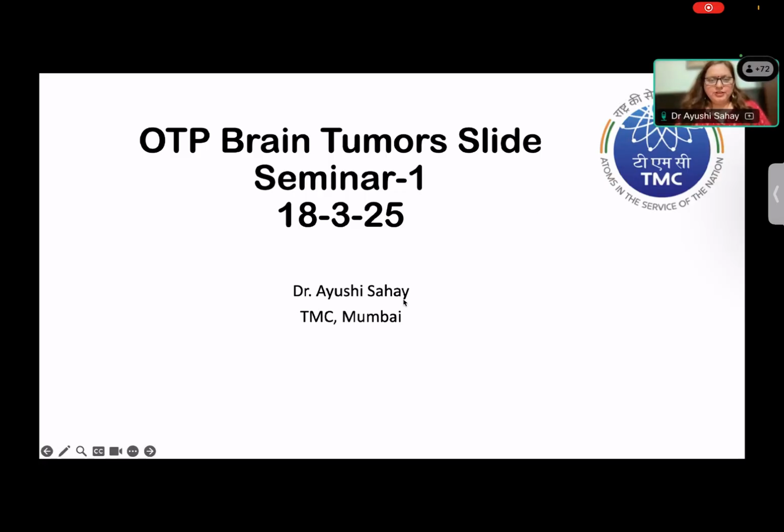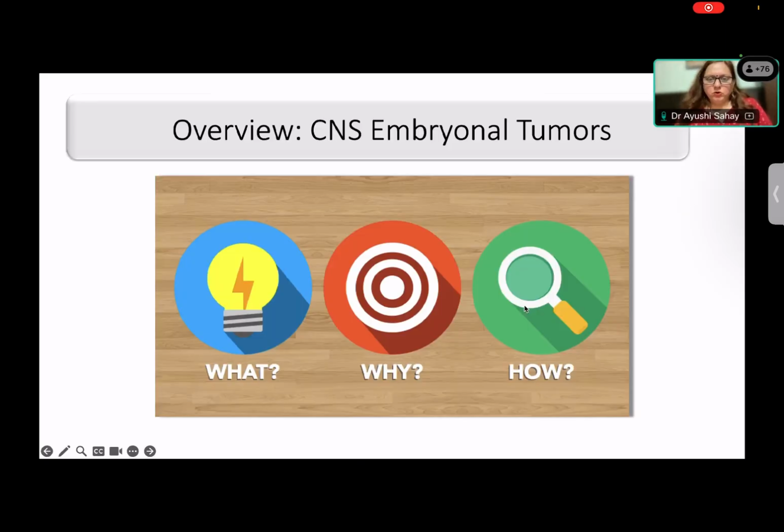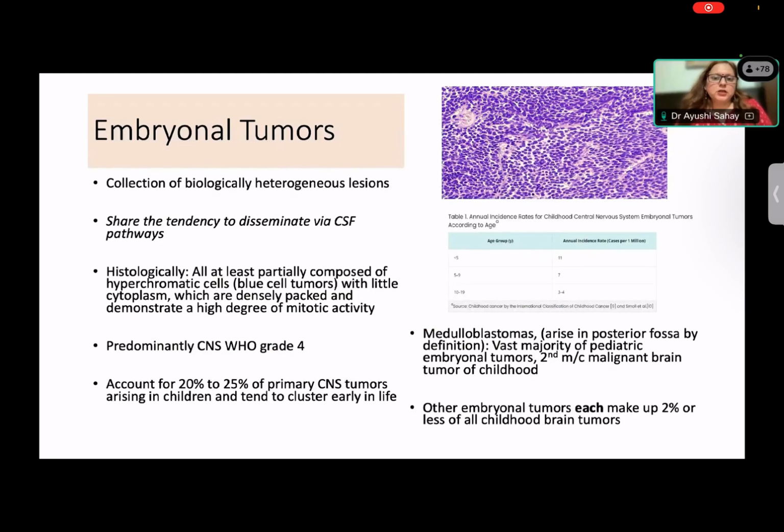Okay, so I will just give a brief introduction about the CNS embryonal tumors, and Dr. Amit will chip in with inputs from radiology, and then we will start from case 1. So what are CNS embryonal tumors? I will cover what they are, why we need to diagnose them and individually identify them, and how we do that. Embryonal tumors are a collection of tumors which share a tendency to disseminate via the CSF pathways, and histologically, at least partially, are composed of what are known as small round blue cells within the CNS.